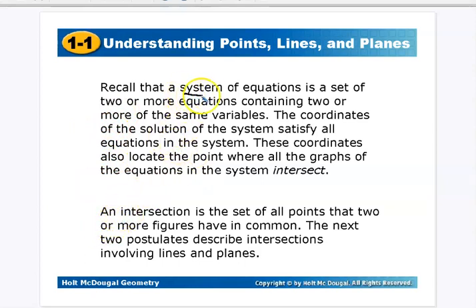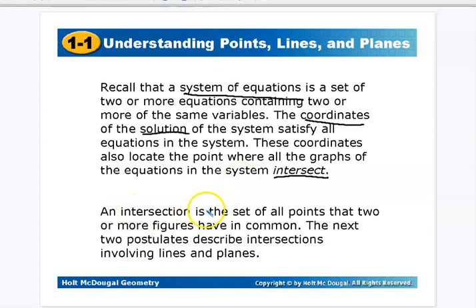One of those is going to be system of equations. Things like coordinates, solution, and intersect. Now that's a lot from Algebra 1 class. If you have questions on those, make a little note in your notes packet and we can talk about them when you come to class.